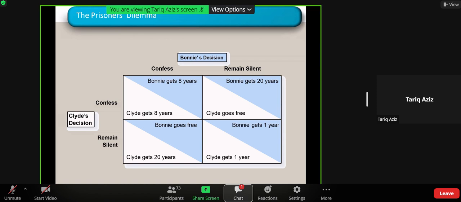One will remain silent, and if another confesses because of greed, thinking, I have made an agreement with him, he will stay silent, so let me confess. If I confess, then I will go free, and he has to spend 20 years in jail. So this is the dilemma: to trust the other party or not to trust the other player. Both should trust each other.